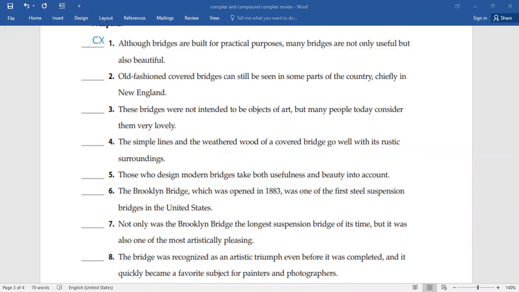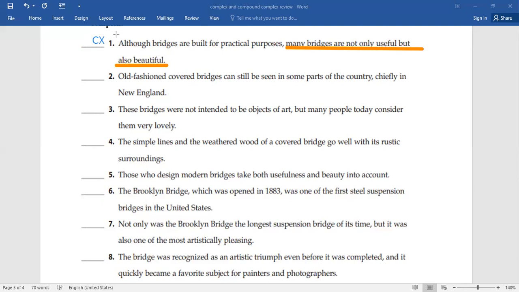Number two. All right, quickly, let's move on. Jawad, here they're telling us to underline the subordinate clause and tell me the independent clause. So can you please do that for me? My independent clause is many bridges are not only useful but also beautiful. Great. And remember, guys, the word but here is not joining sentences. It's just joining adjectives: useful, but also beautiful. So again, but is not a conjunction here that's joining sentences.